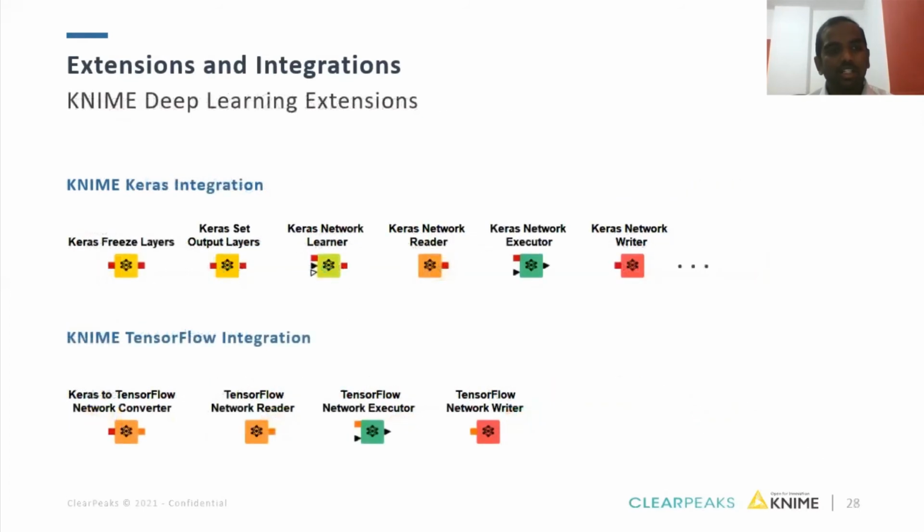And in the deep learning space, KNIME has introduced Keras integration nodes and TensorFlow integration nodes as well. You could completely build your workflow pipeline using the Keras nodes. And later, when you want to switch to TensorFlow backend, you could easily convert your code to TensorFlow code by using the Keras to TensorFlow network converter node. So it is very helpful in case you want to switch from Keras to TensorFlow backend.